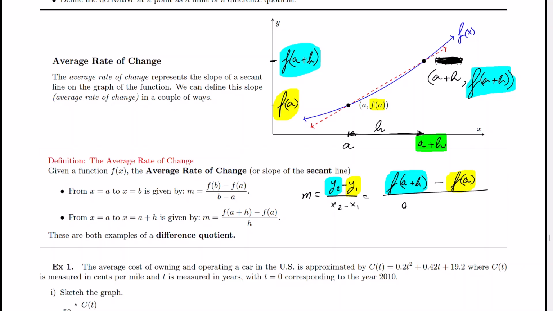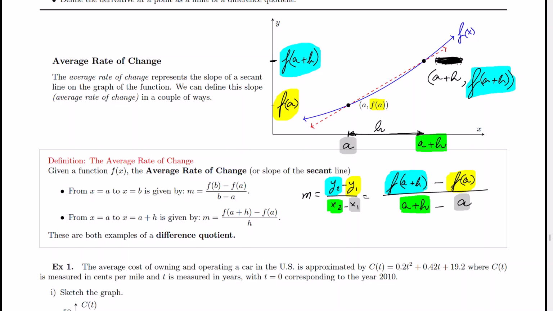I don't know what it is right now because we don't have specific values, but I just know it's called a plus h. And finally, I need to subtract from all this the x1. And what is x1 exactly? x1 is the starting point. In this case, I'm just calling it a.